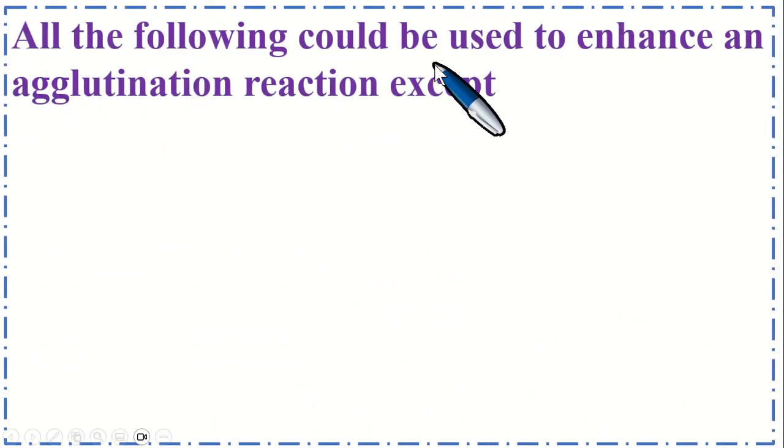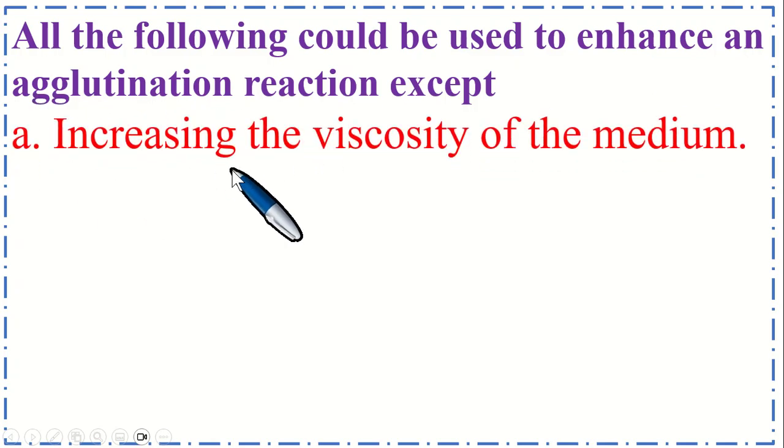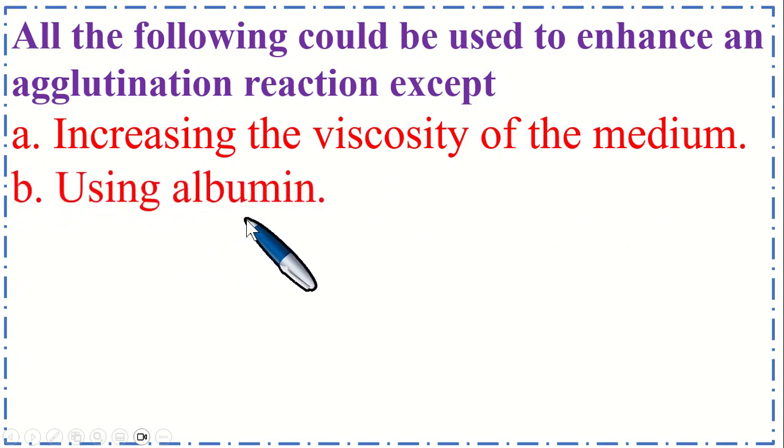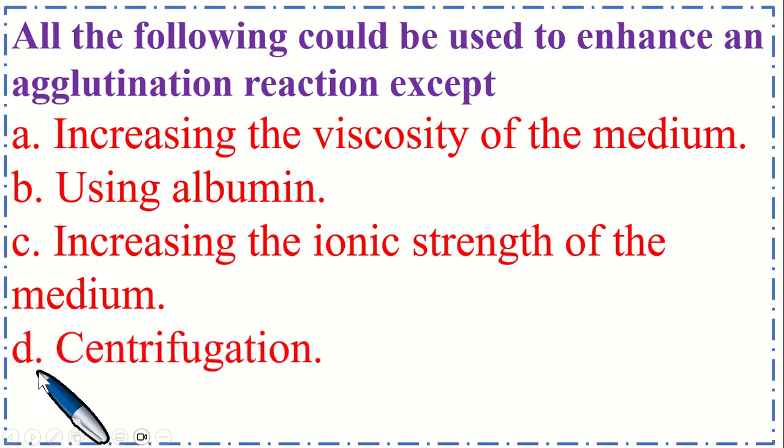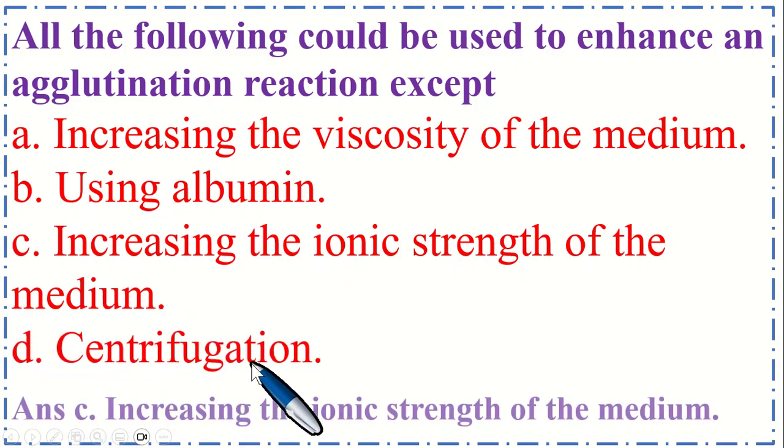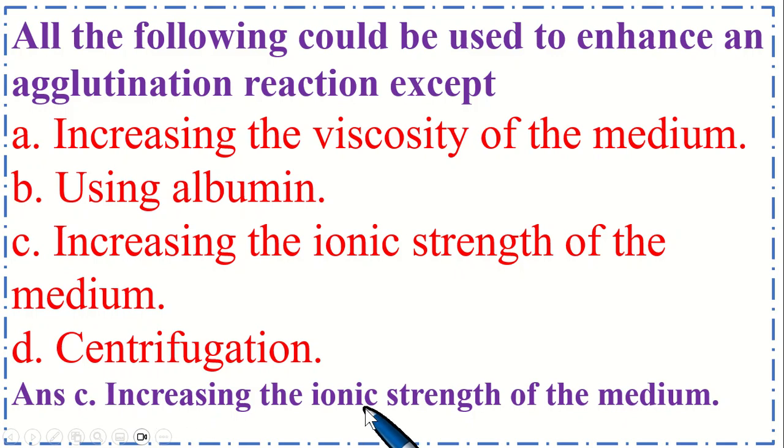All of the following could be used to enhance an agglutination reaction except option A, increasing the viscosity of the medium. B, using albumin. Option C, increasing the ionic strength of the medium. And option D, centrifugation. So the correct option is C, increasing the ionic strength of the medium.